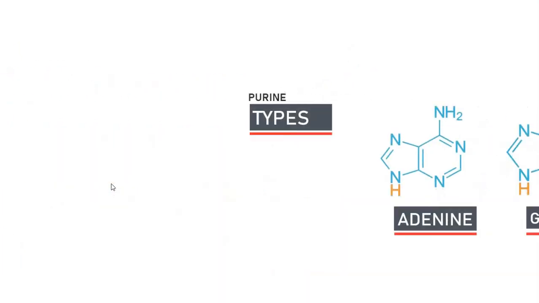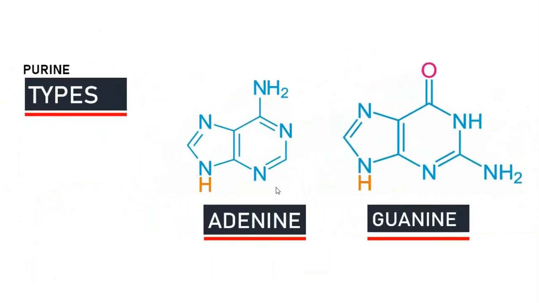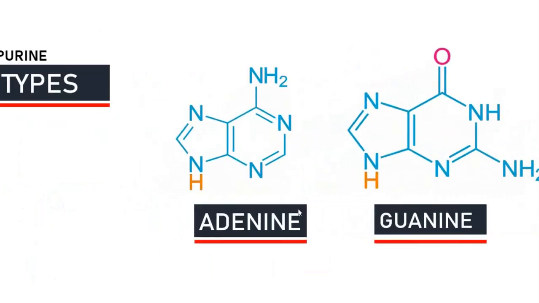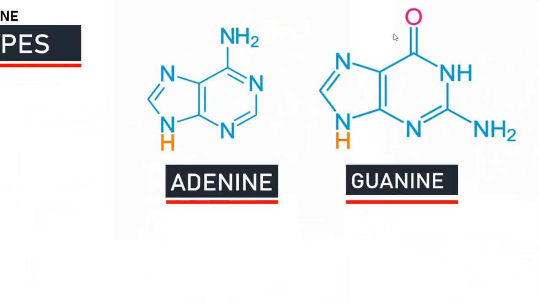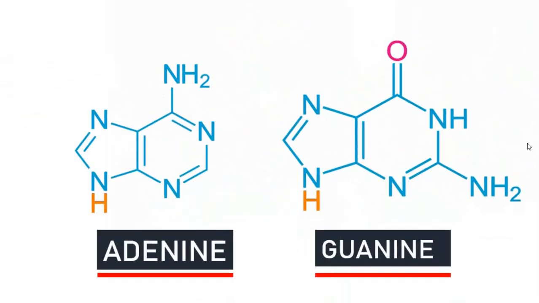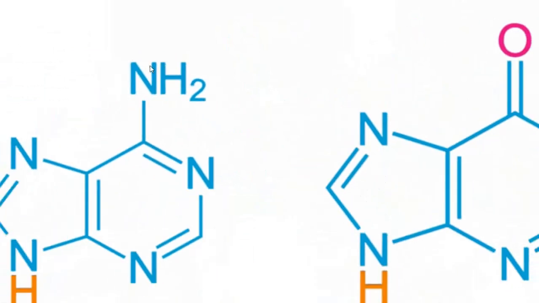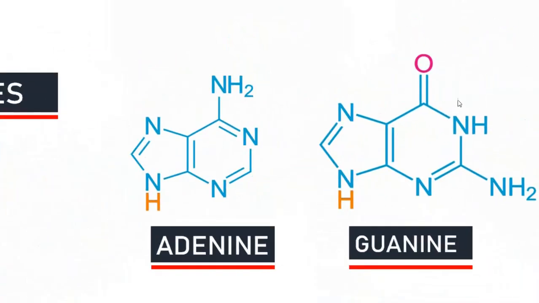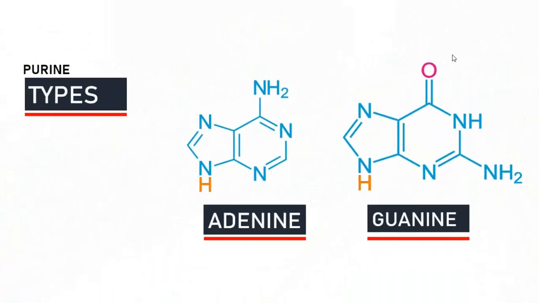Then coming to the bases that come under the purines, they are adenine as well as the guanine. The basic difference here we can see at this head position is an amine, and in the case of guanine we can see the oxygen at the head position.